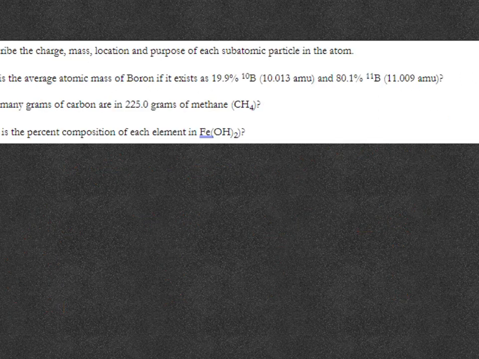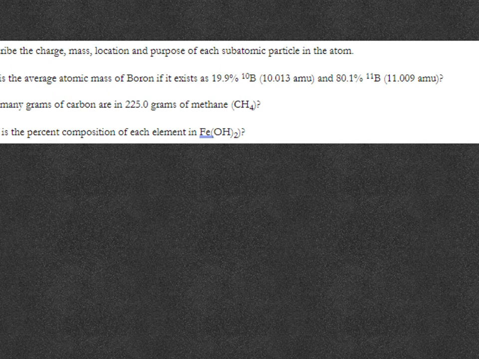Question 10, refer to the answer key. It gives you all the information you need to know for charge, mass, location, etc. for the subatomic particles. Question 11, the average atomic mass of boron, if it exists as a certain percentage of boron-10 and a certain percentage of boron-11.